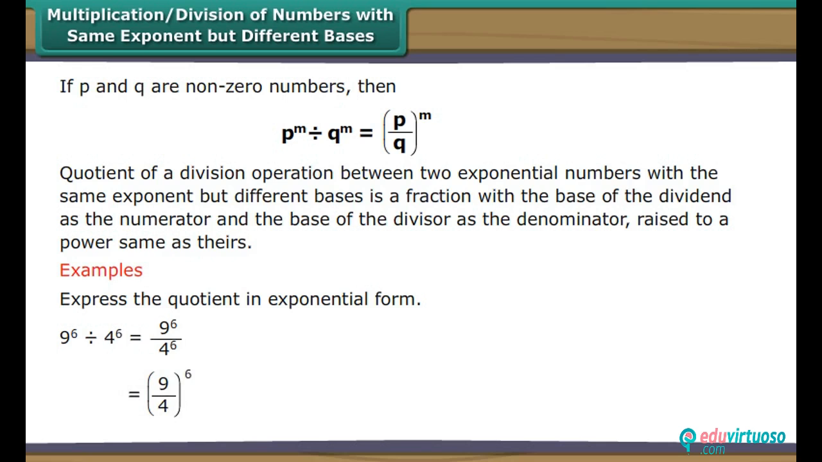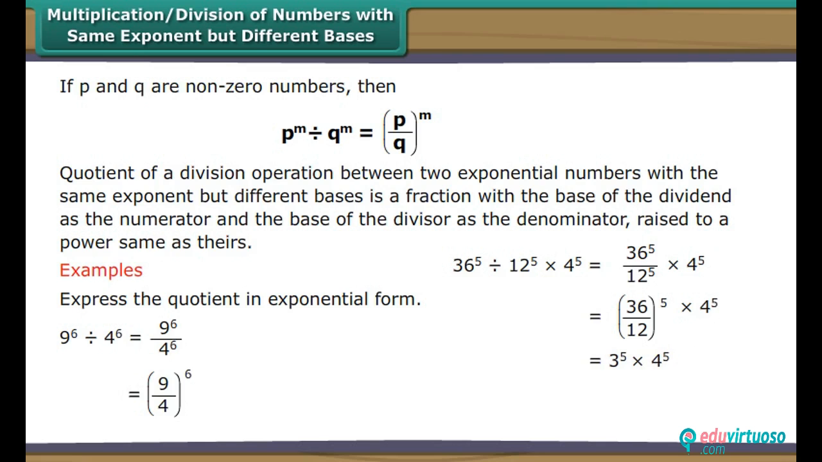Similarly, 36 raised to the power 5 divided by 12 raised to the power 5 into 4 raised to the power 5 is equal to 36 raised to the power 5 upon 12 raised to the power 5 into 4 raised to the power 5, which is equal to (36 upon 12) whole raised to the power 5 into 4 raised to the power 5, which equals 3 raised to the power 5 into 4 raised to the power 5, which is equal to (3 into 4) whole raised to the power 5, which will be 12 raised to the power 5.